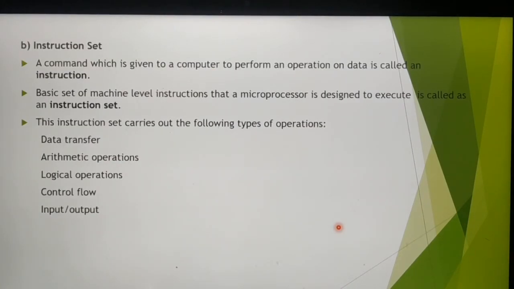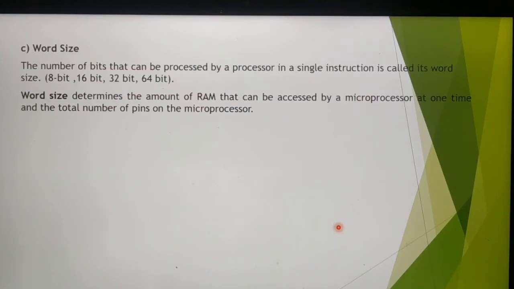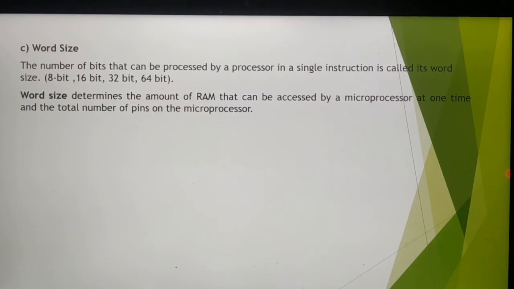Next, instruction set. Instruction means which instruction we are giving to the computer to do various operations. Next, word size. Word size depends on the size of the processor only. This word size is also going to determine its RAM size. These 3 parts we have already seen in the previous video.